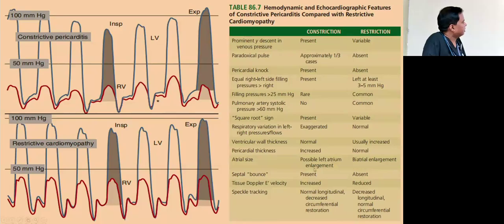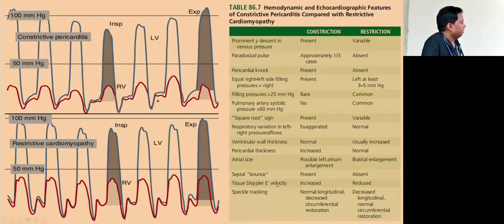Septal bounce is classically present in constrictive pericarditis. Septal bounce is nothing but a septal jerk of the interventricular septum. That is because of the ventricular interdependence causing the jerky septum, the septal jerk, and the septal shudder also they mentioned. And there is speckle tracking imaging also. In speckle tracking, they say the longitudinal strain is reduced, whereas the circumferential strain is preserved, which is opposite in restrictive cardiomyopathy. This is a strain pattern.